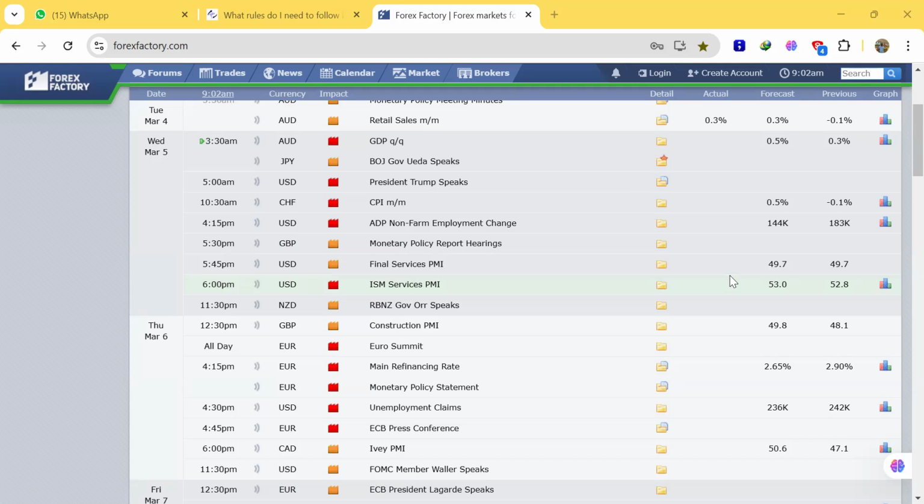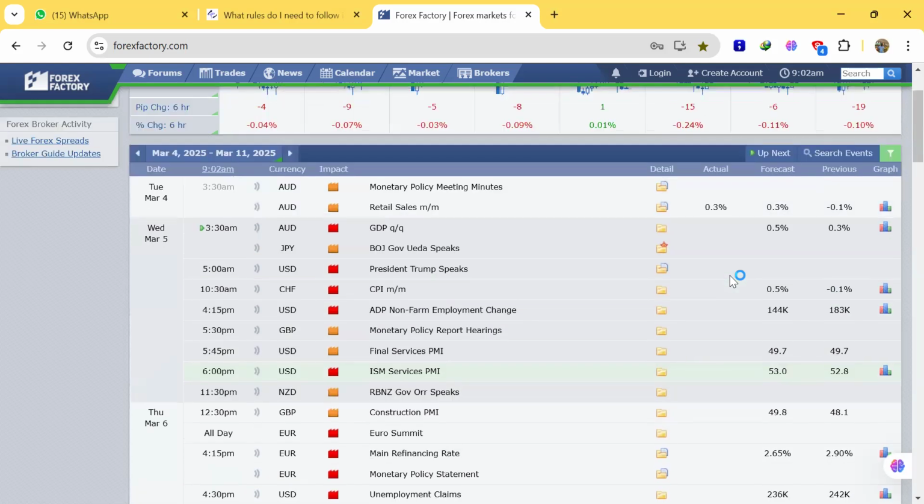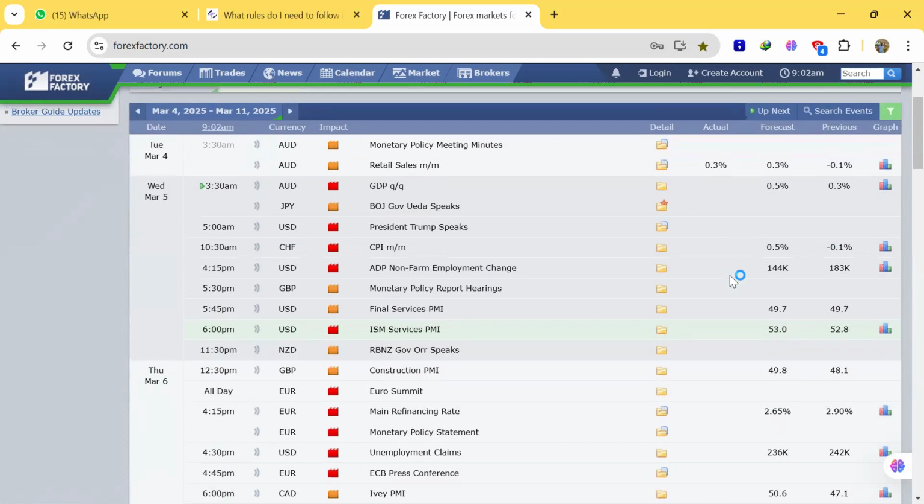So, looking at the fundamentals as is our custom. Yesterday we had the manufacturing PMI, and we saw it came in negative for the dollar. So that's why, looking at the chart of the DXY, we've seen the DXY declining.